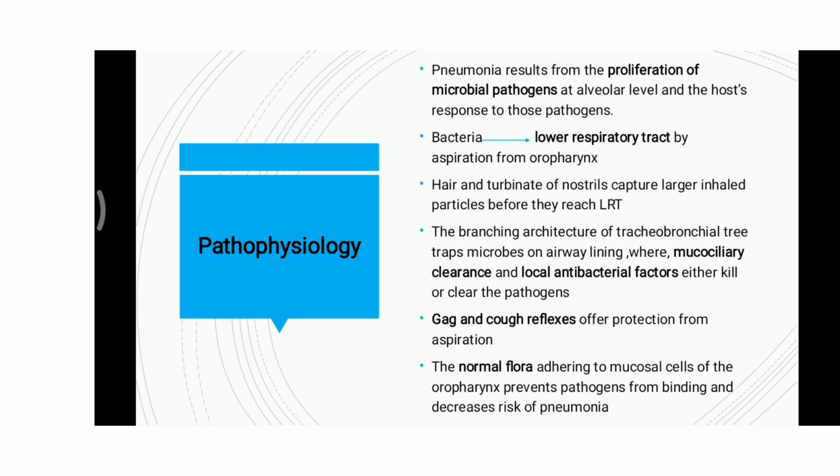The fourth mechanism is the normal flora adhering to the mucosal cells of the oropharynx. These will prevent the pathogens from binding and decrease the risk of pneumonia. So these were the four primary mechanisms involved in preventing inhaled particles from reaching the lower respiratory tract.